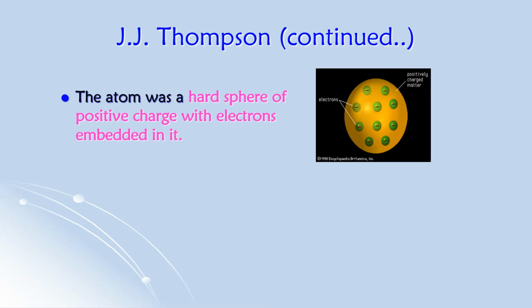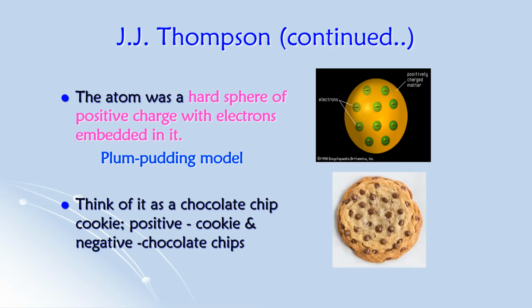So J.J. Thomson gave us this model of the atom called the plum pudding model. And this model basically said that we have this positive pudding and the negative particles, the electrons, are just embedded everywhere in that positively charged pudding, just like a chocolate chip cookie. So just imagine your cookie part as the positive pudding, and then the chocolate chips in there are the electrons. That's what J.J. Thomson presented as the model of the atom. He said this is what the atom looks like.